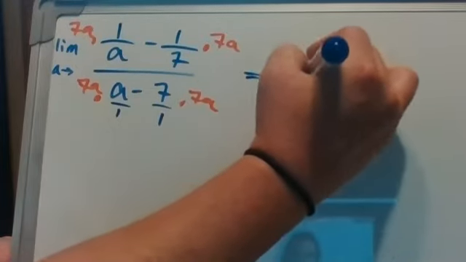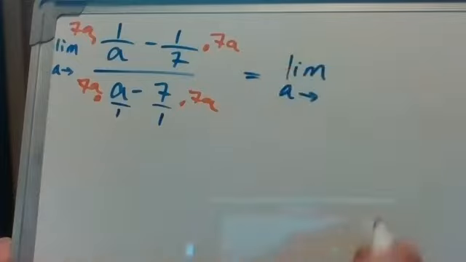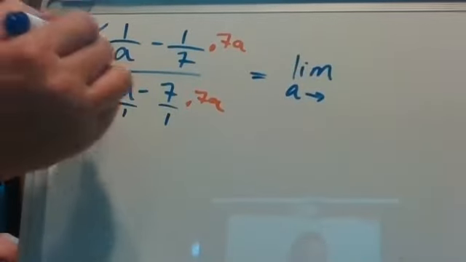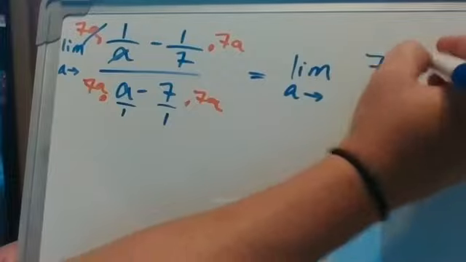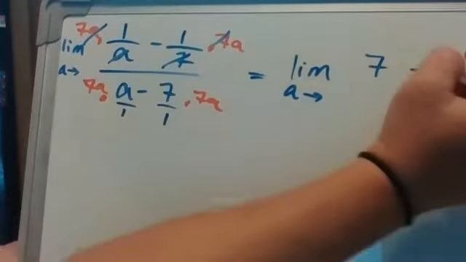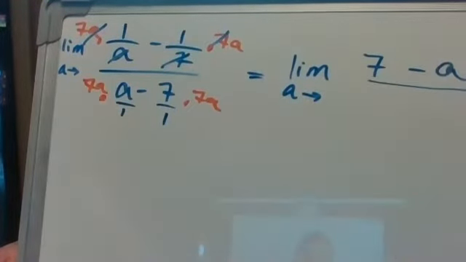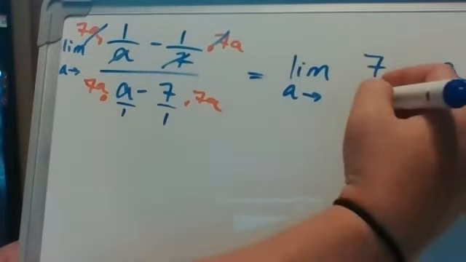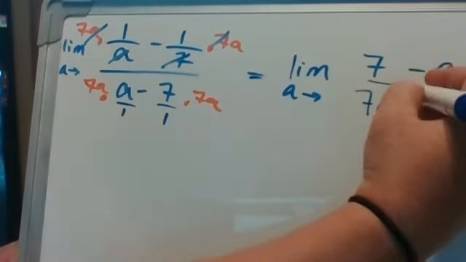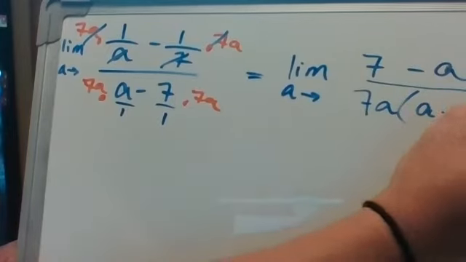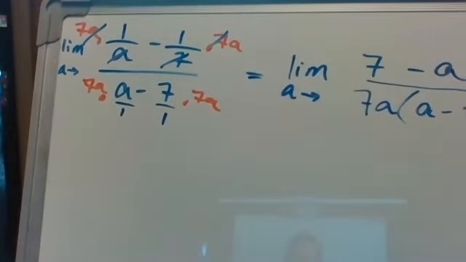So this will be the limit as A approaches some number. Here our A's cancel out and we'll be left with 7. Here our 7's cancel out and we're left with A. And then in the denominator, I'm going to leave this actually in factored form because we're hoping that something cancels out. So I'm actually going to leave this 7A times A minus 7. Okay, we're approaching 7, I can tell.